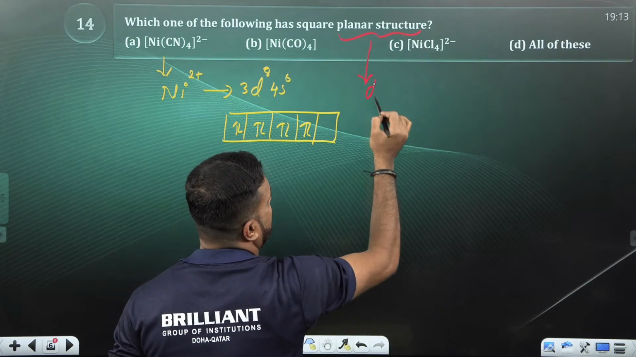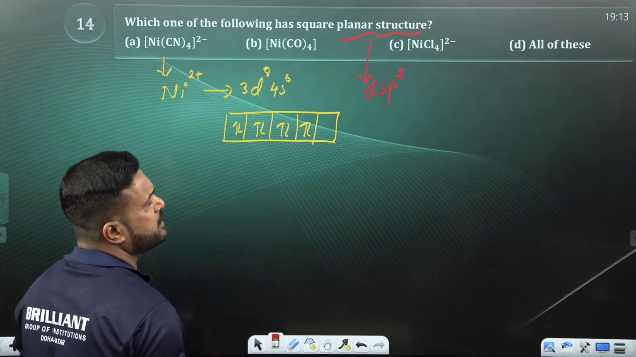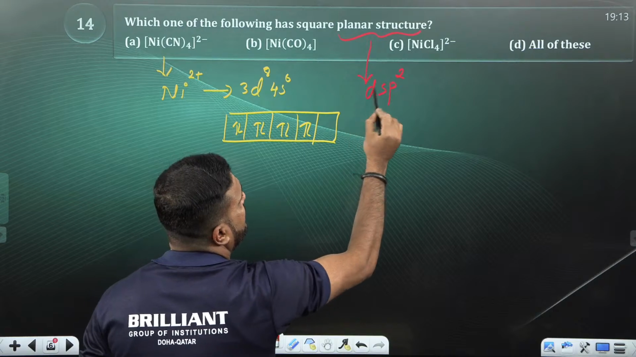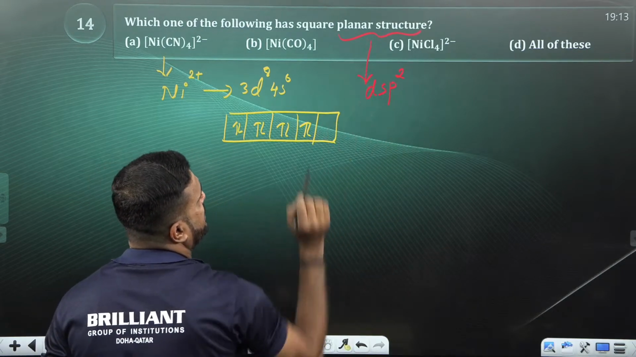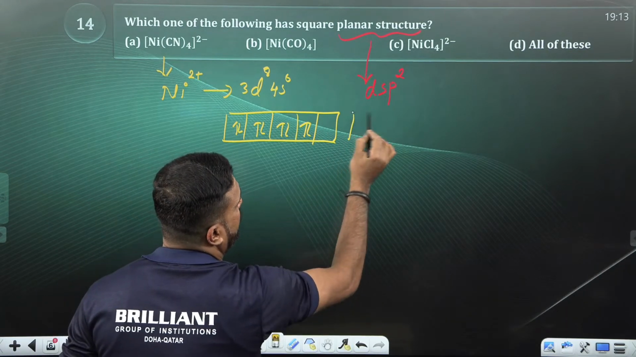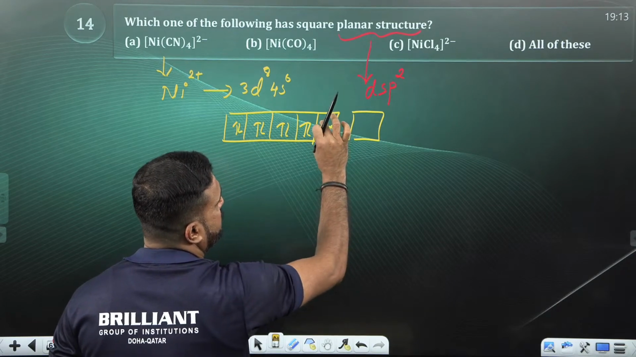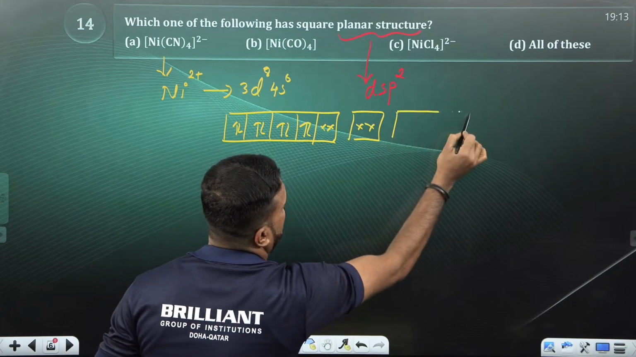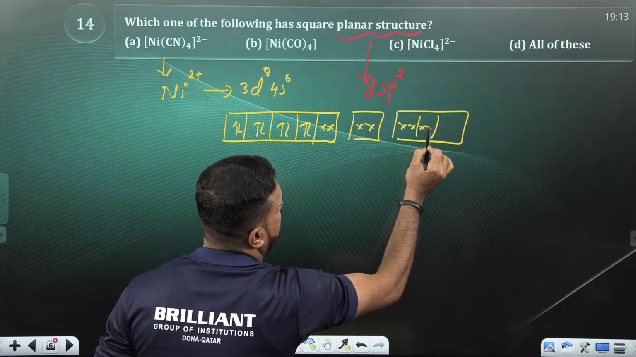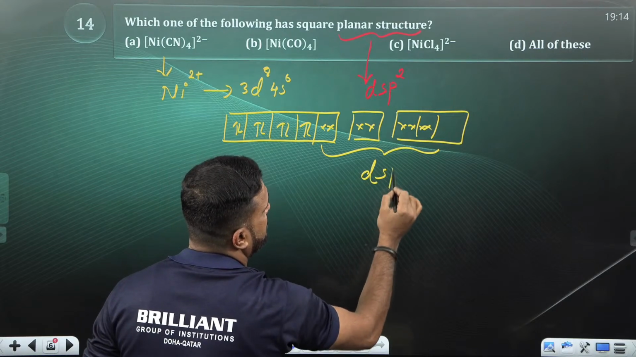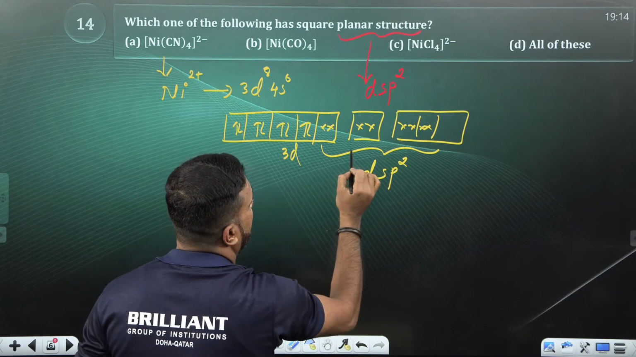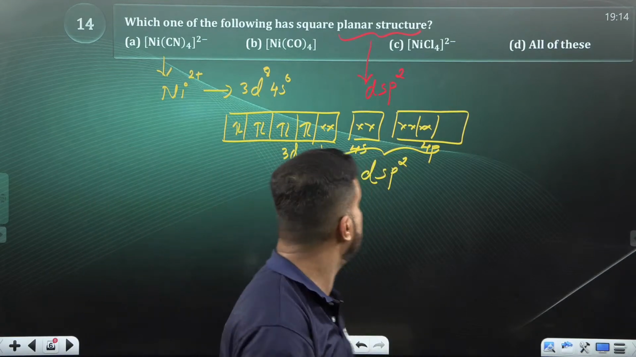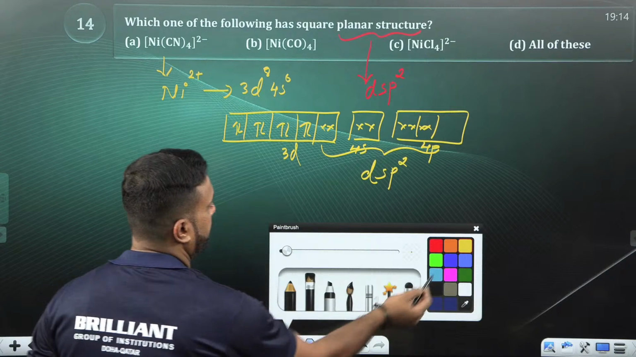Square planar structure means what is the hybridization? dsp2. Tetrahedral means sp3. Because here they are giving coordination number 4. Square planar means dsp2. Here one orbital is vacant in d, so we can use one orbital to accept a lone pair from the ligand. Then two p orbitals we will be using, because there are total 4 ligands. So the correct hybridization is dsp2. So this is 3d, this is 4s and this is 4p. Yes, Ashmita. So the correct answer is option A.